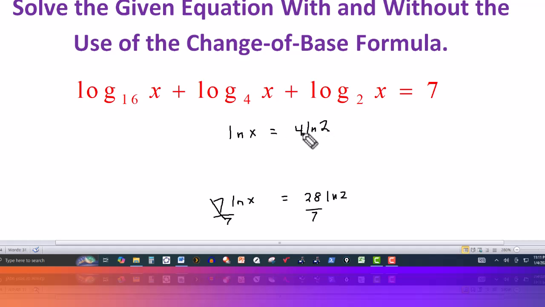And so now this 4, again, properties of logs, I have a coefficient here. I can bring this up here, make it into an exponent. So I can write this as ln of 2 to the 4th. That's 16. ln of 2 to the 4th, and 2 to the 4th is 16.